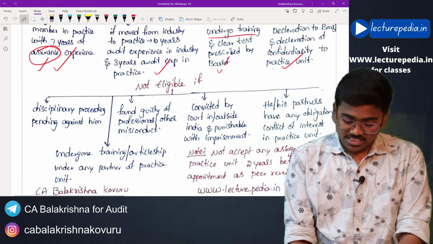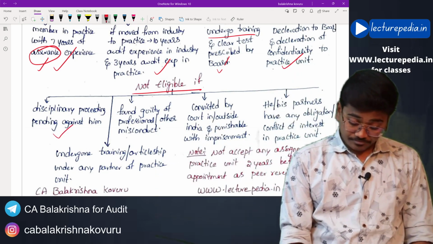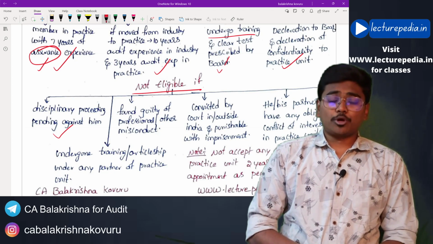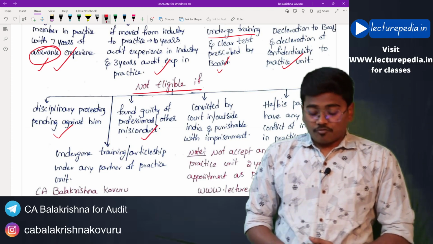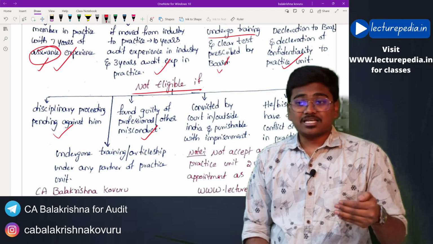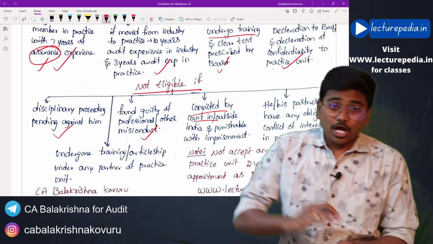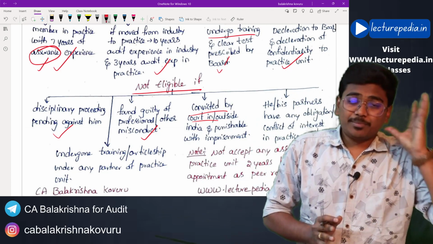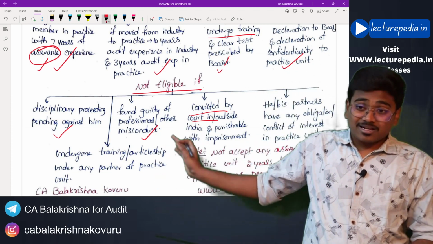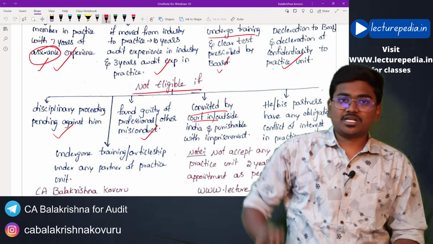Now, not eligible. A person will not be eligible in case of the following situations. What are they? If there are any disciplinary proceedings pending against such a person, he will not be eligible to be appointed as a peer reviewer. Next, if he is found guilty of any professional or other misconduct, even in that case he cannot be appointed as a peer reviewer. Next, if he is convicted in a court of an offence, whether in India or outside India, and he is given a punishment with imprisonment, even in that case he cannot be appointed as a peer reviewer. See, these are lifetime disqualifications. Once any of these disqualifications is attached, he cannot be appointed as a peer reviewer for life.